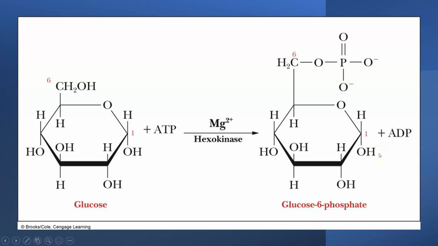And the remnants of that ATP, now it's not adenosine triphosphate, it's adenosine diphosphate because it donated that 3rd phosphate group right here. That's the phosphate group that is on glucose. So that's pretty much it. A phosphorylation reaction catalyzed by hexokinase. The name tells you what it's doing. It's a kinase. It phosphorylates hexoses, or 6 carbon sugars.